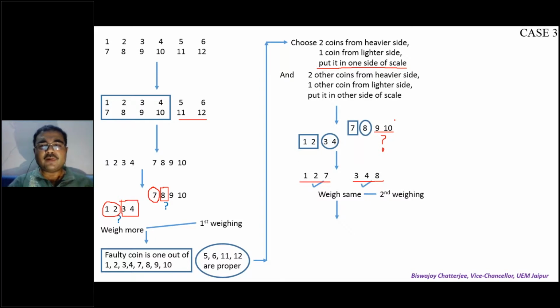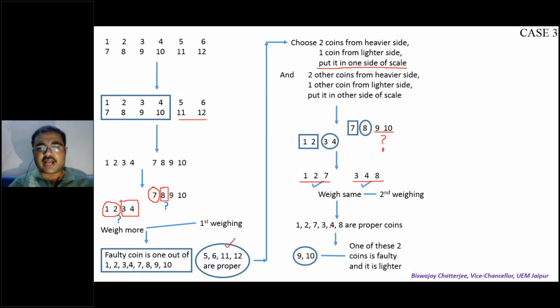Very simple. You know, leaving out 9 and 10, all other 10 coins are proper. So 1, 2, 7, 3, 4, 8 are proper coins. 5, 6, 11, 12 are also proper. So these 10 coins are proper. So 9 and 10, one of these 2 coins is faulty and it is lighter. What will you do now? One out of these 2 coins is faulty and it is lighter. 1 out of 9 and 10.